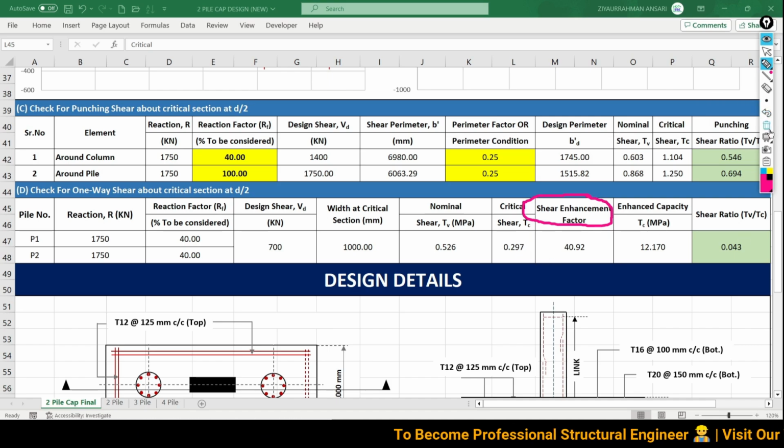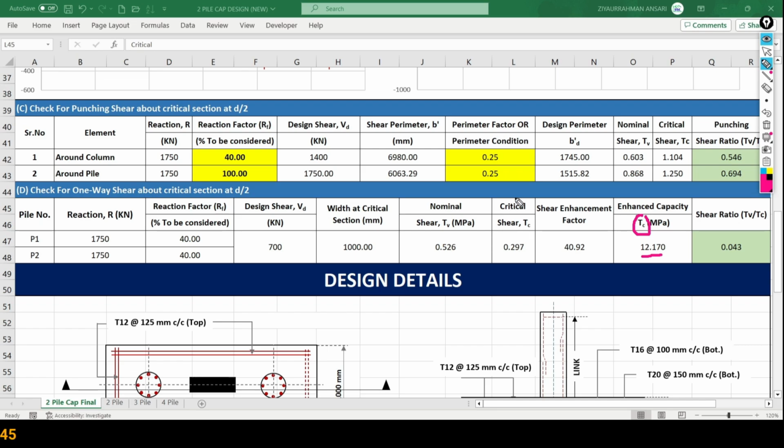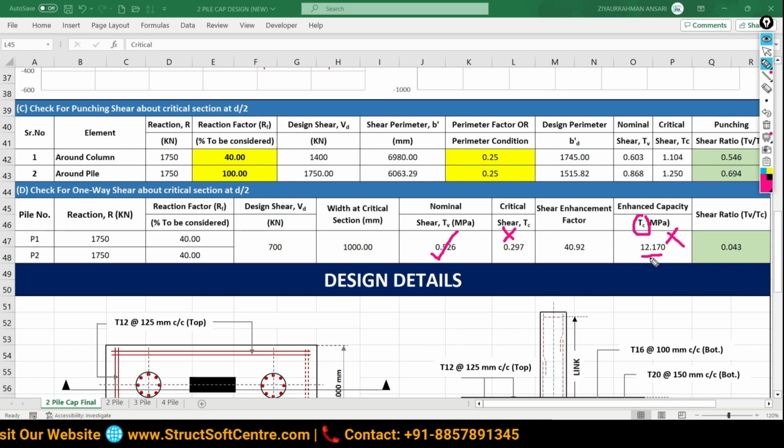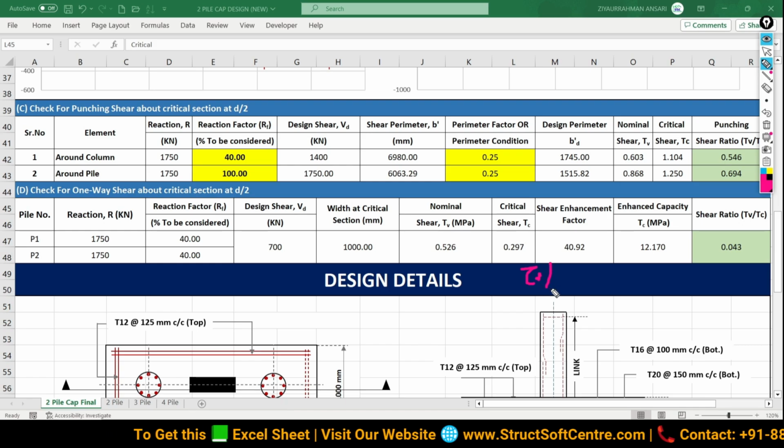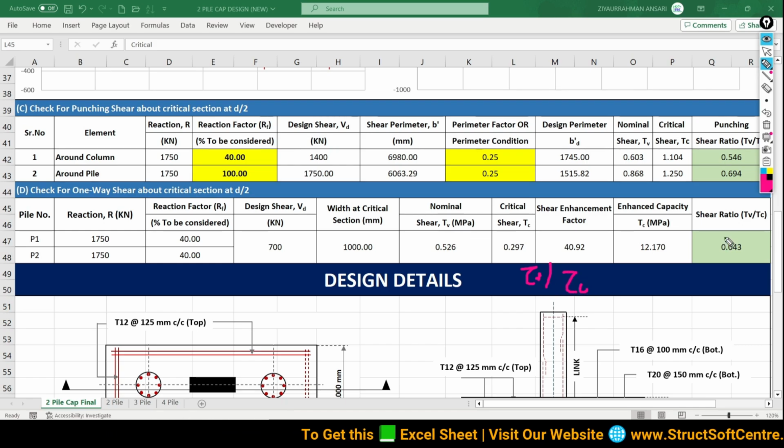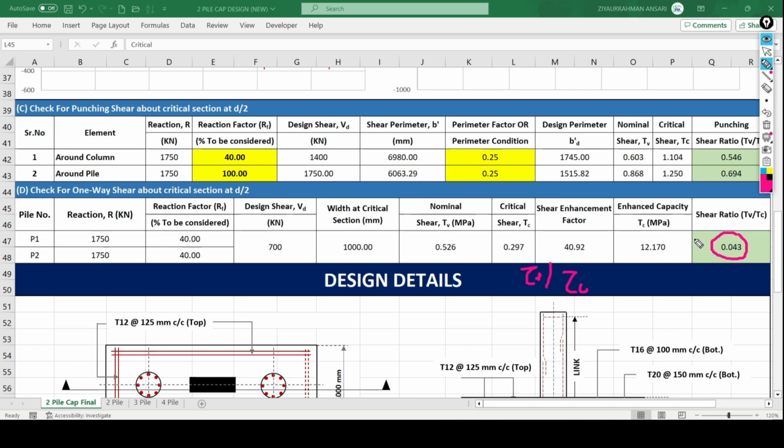So next term, shear enhancement factor. Now the shear capacity of your section is going to become 12.17. Actually the shear capacity will not be this one; the shear capacity of this section is going to become this one. Now this is the nominal shear, this is the critical shear. If you take the ratio of nominal shear divided by critical shear, you will get the shear ratio as 0.043. Now your design of the pile cap for one-way shear is also safe. Your design is safe for the punching shear, and your design is safe for the one-way shear.